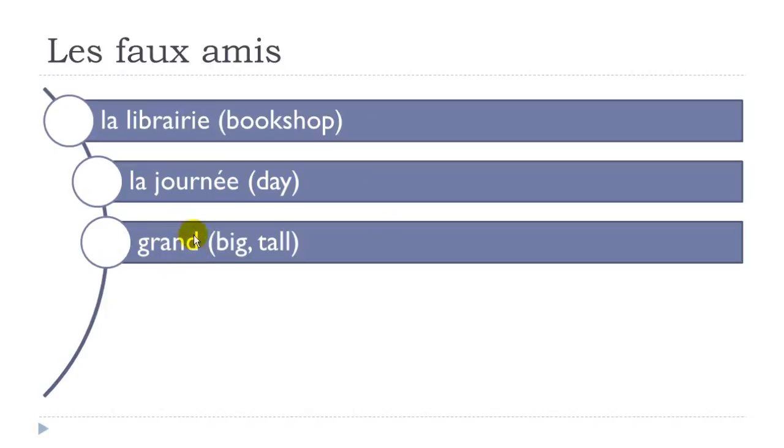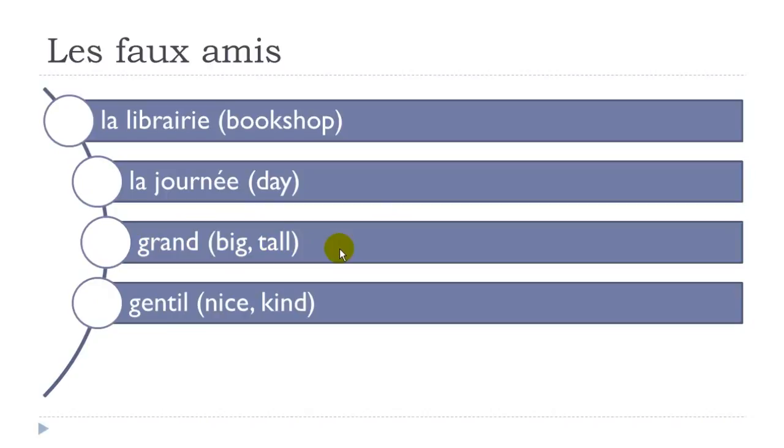Grand. Final D not pronounced. Okay, G-R, gr, gr, gr. And then the nasal en, grand. Okay, and it means big or tall. Then, gentil. So remember this final L is not pronounced. Gentil. Gentil. And it's nice or kind.